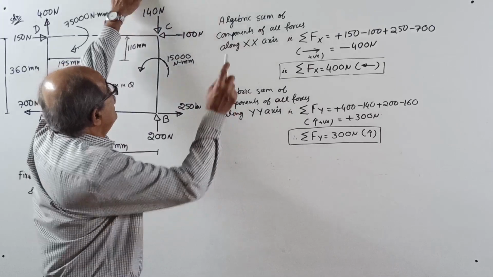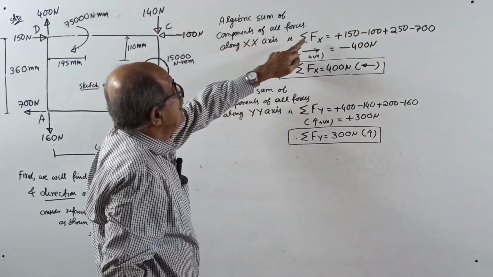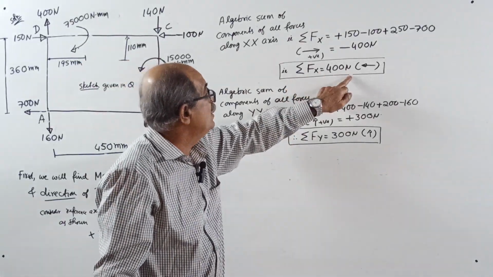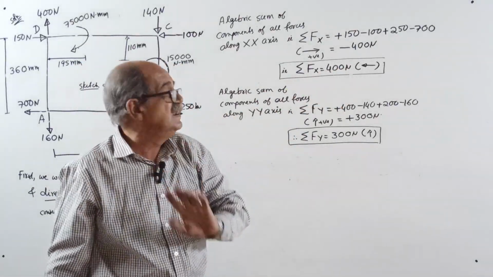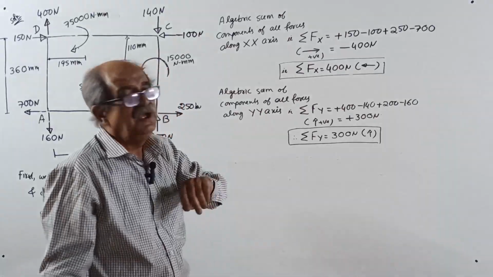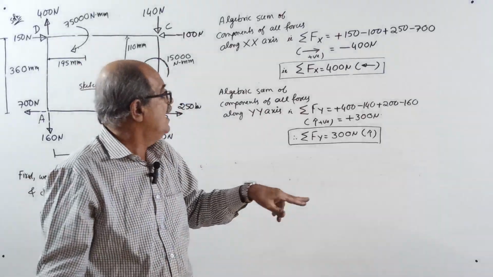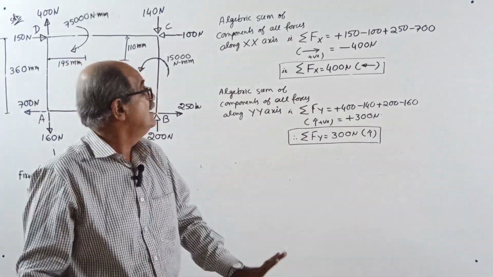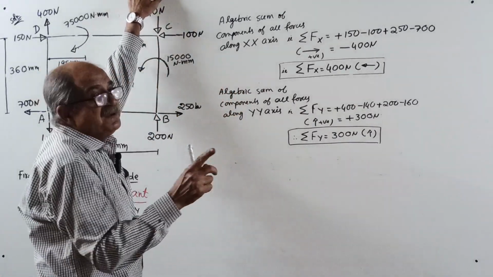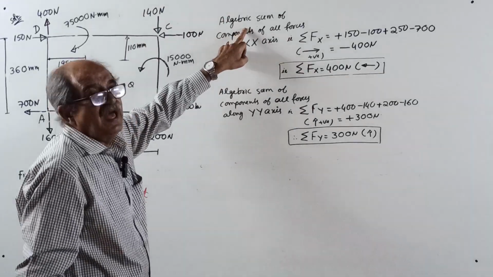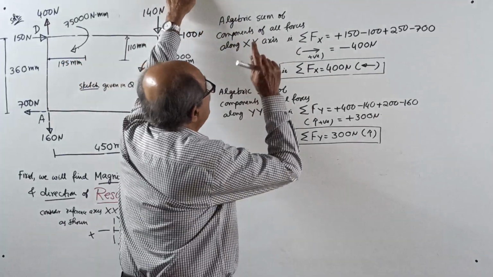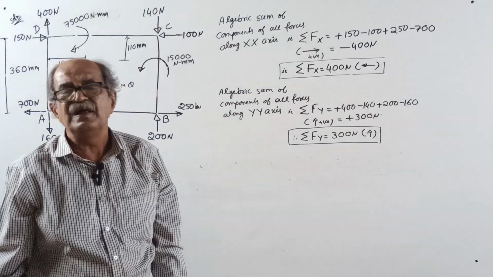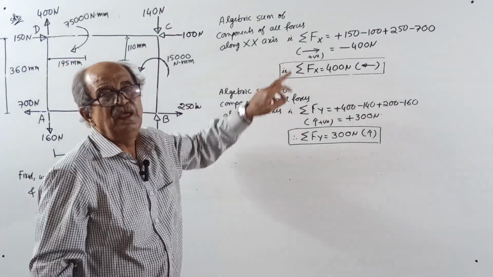Okay, start. That is, find sigma fx first with sign, then write the answer without sign, but in the correct direction. Same way, find sigma fy first with sign, get the answer with sign, then write the result without sign. Okay. See, since it is the first question, I wrote once again. Actually, I need not write, I can only write sigma fx. Why? It is already told so many times earlier. Still, I am writing.